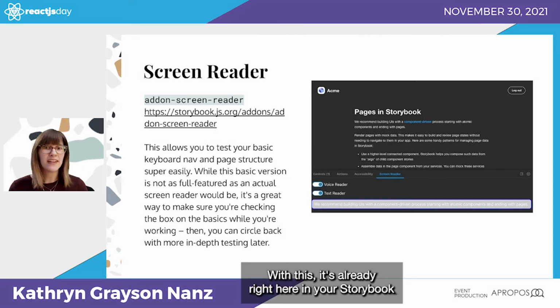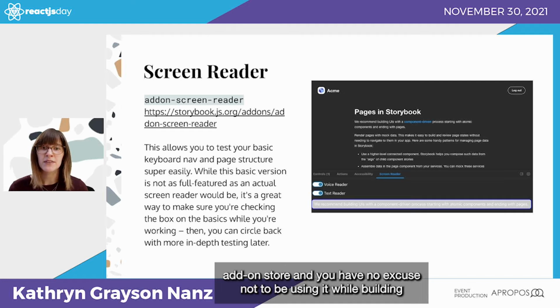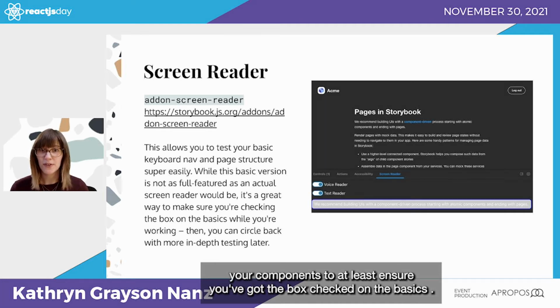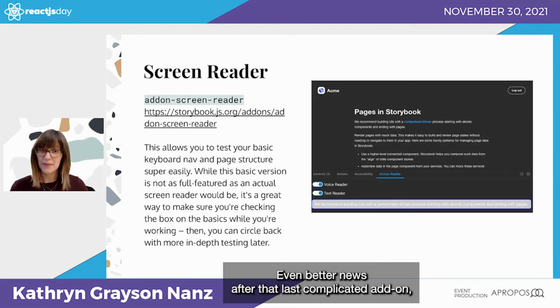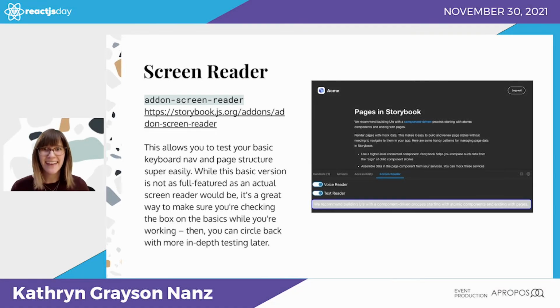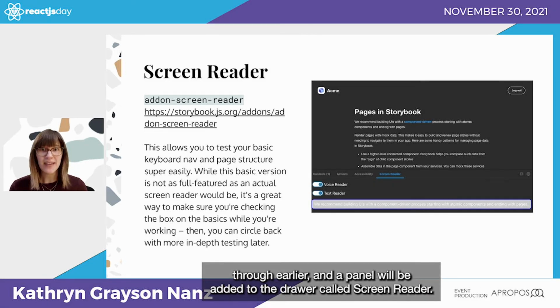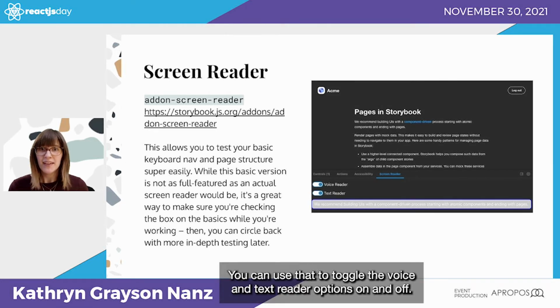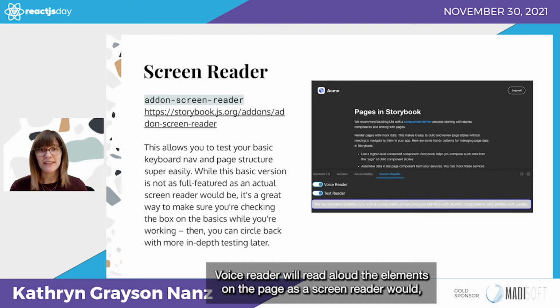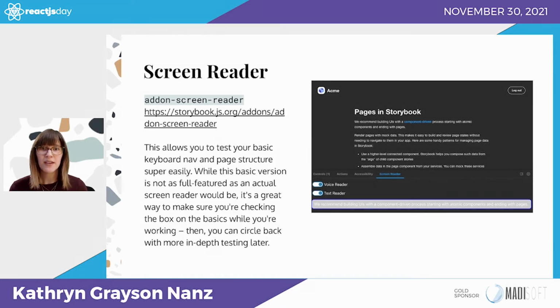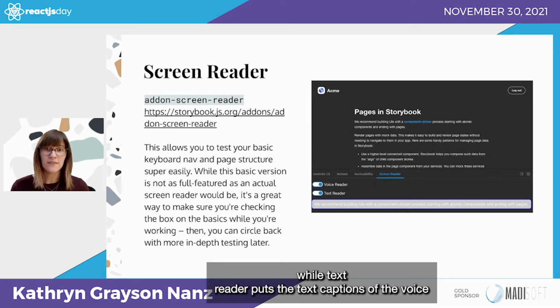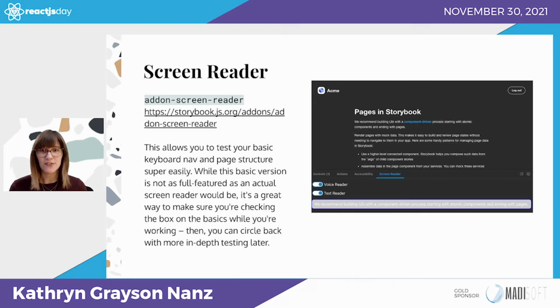With this, it's already right here in your Storybook add-ons drawer, and you have no excuse not to be using it while building your components to at least ensure you've got the box checked on the basics. Even better news after that last complicated add-on, this one is plug and play. Just install it like any other add-on using the instructions we talked through earlier, and a panel will be added to the drawer called Screen Reader. You can use that to toggle the voice and text reader options on and off. Voice Reader will read aloud the elements on the page, as a screen reader would, while Text Reader puts the text captions of the Voice Reader in a small section at the bottom of the drawer.